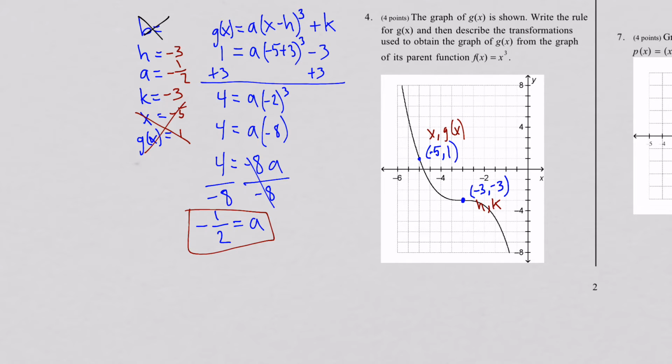So my final answer looks like this. G of x equals a, which is -1/2, times x minus h, minus -3 means +3, cubed, plus k, which is -3. That is your answer.